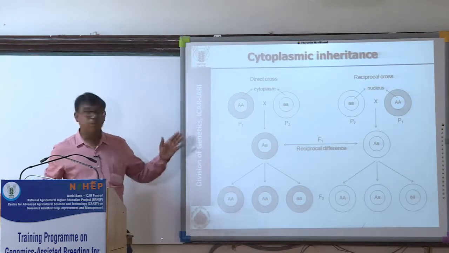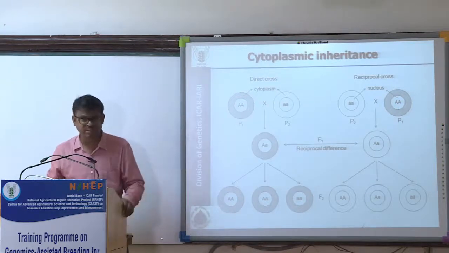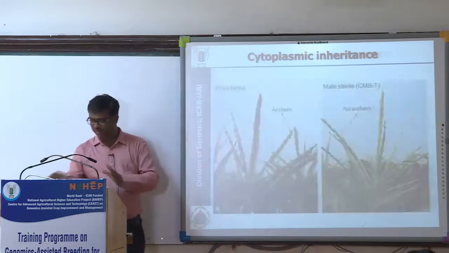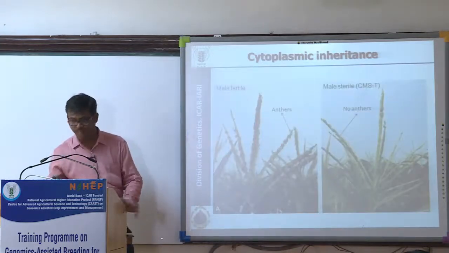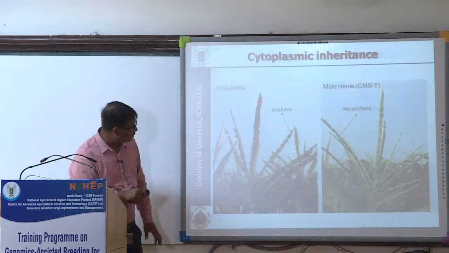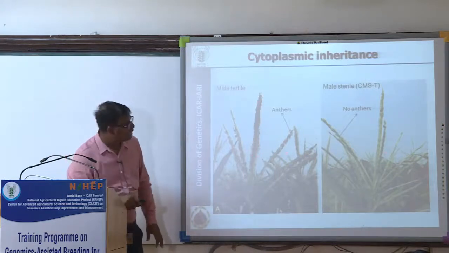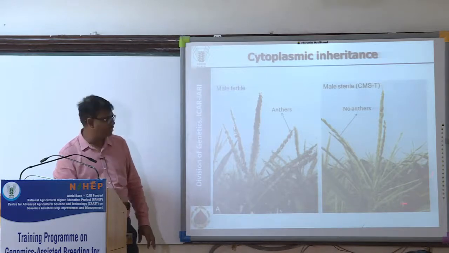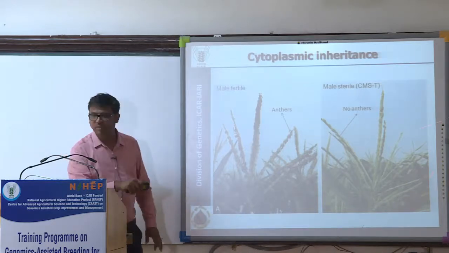Okay. So if you grow a male sterile baby corn, what happens? It is genetically detasseled. You don't require it. So at IARI, we have developed a male sterile baby corn hybrid. Here it is male fertile, you see the pollen has come out in the tassel. Here there is no pollen or anther has come out. It is completely male sterile because of T cytoplasm being there.